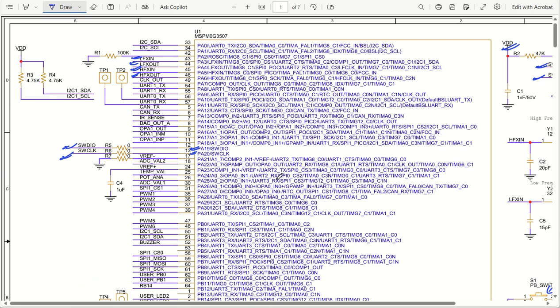Okay, so you can see here we have ADC value 2 and ADC value 1. These two pins are used for your 5 volt and 3.3 volt measurement. And you can see this one is having pin A07 and this one is having A01. So the A01 channel and A07 channel are going to measure your ADC.